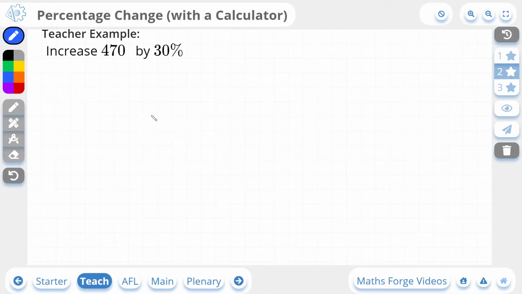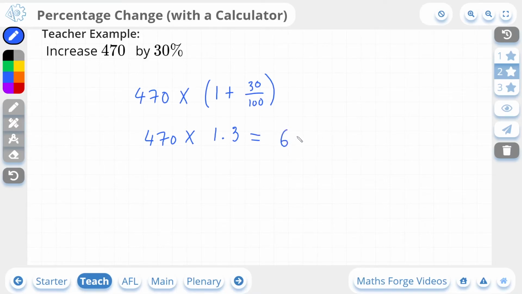We'll do another two-star example. Here we have to increase 470 by 30%. So I'm going to take my 470 and multiply it by brackets 1 plus, and the 1 plus is for an increase, 30 over 100. If we simplify this, we get 470 times 1.3. Putting this into our calculators, we should get 611. And if we check our answer, there it is.